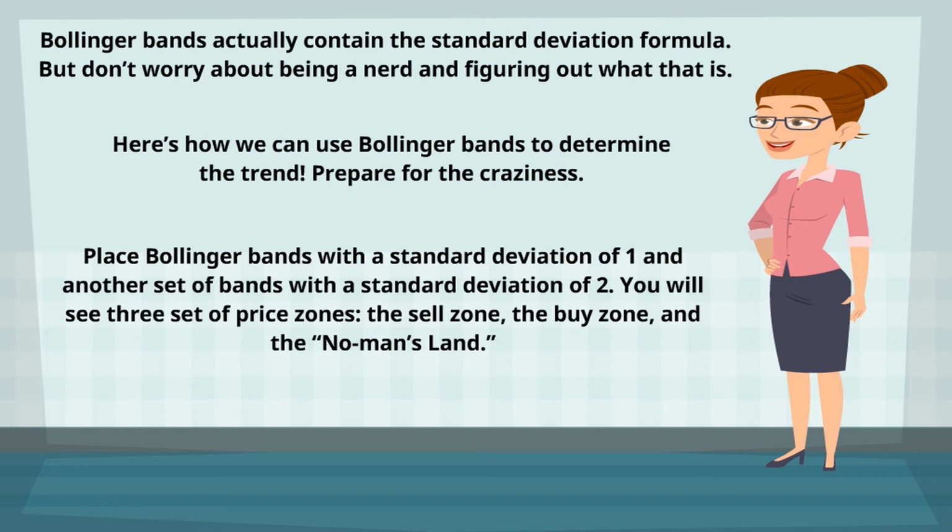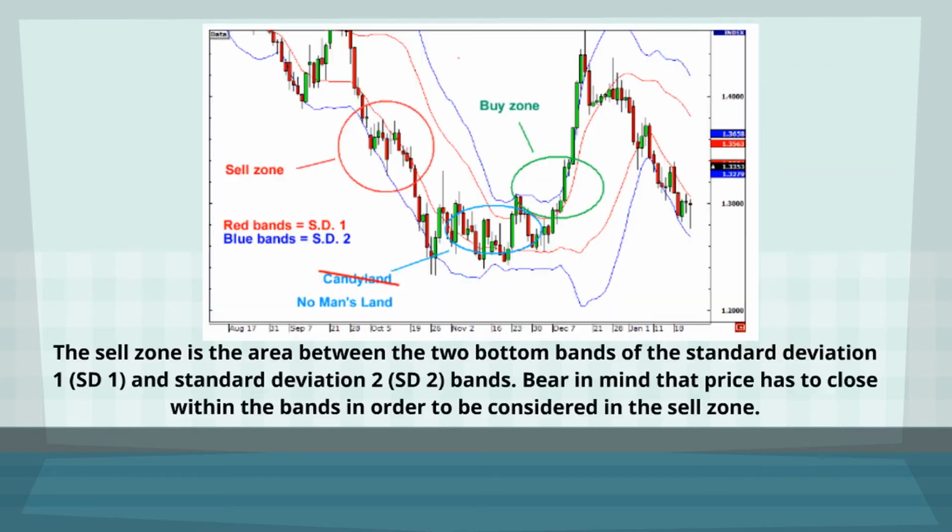Prepare for the craziness. Place Bollinger Bands with a standard deviation of 1 and another set of bands with a standard deviation of 2. You will see three sets of price zones: the sell zone, the buy zone, and the no man's land. The sell zone is the area between the 2 bottom bands of the standard deviation 1, SD1, and standard deviation 2, SD2, bands. Bear in mind that price has to close within the bands in order to be considered in the sell zone.